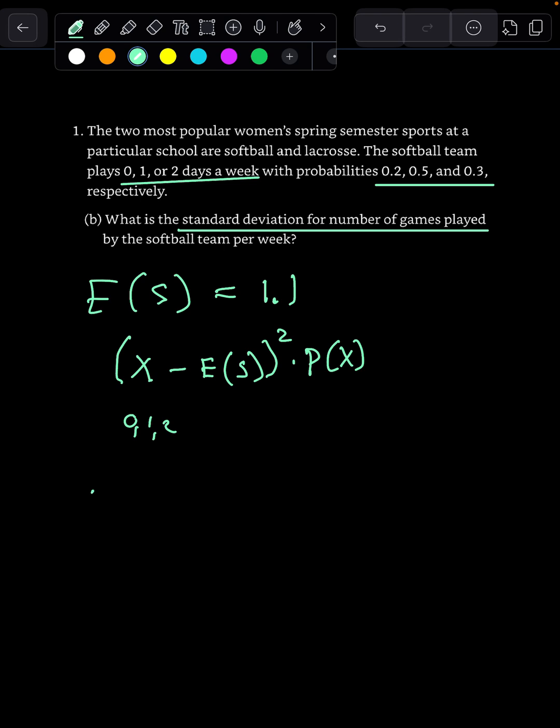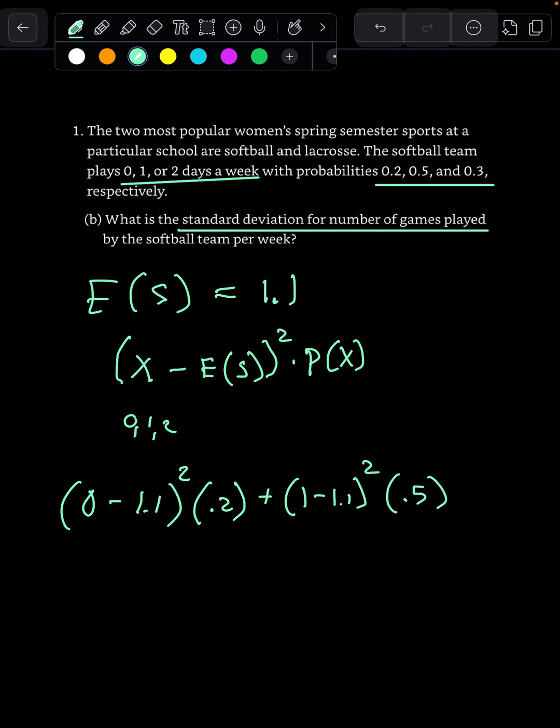So I would go 0, because I could play 0 games in a week, minus the expected value. I square that, and it's times 0.2, because that's the probability that I play 0 games in a week. And then I'm going to add on 1 game that I played that week, minus 1.1 squared, times 0.5, because that's the probability that I play 1 game in a week. And then I've got one more down here. That is 2 minus 1.1. I square that, and I multiply by 0.3, because that's the probability that I play 2 games in a week.